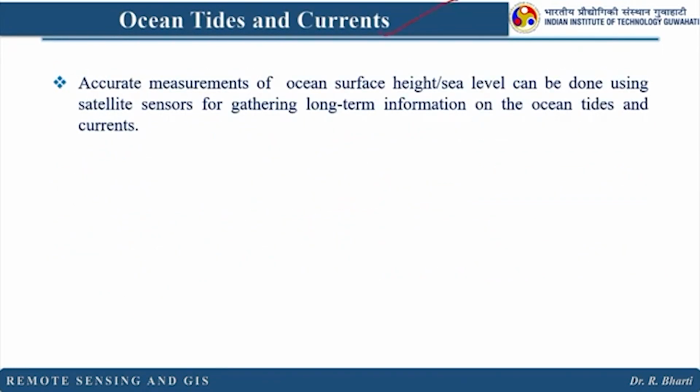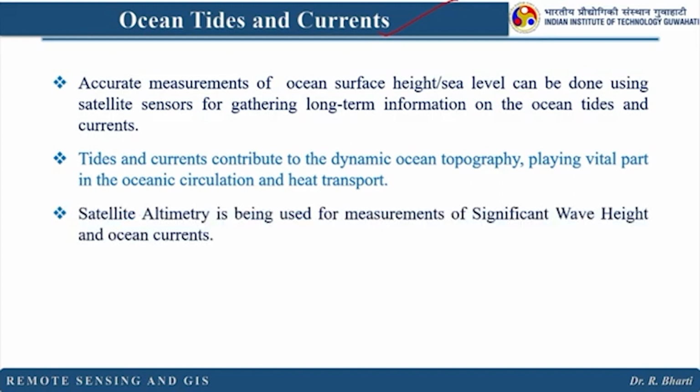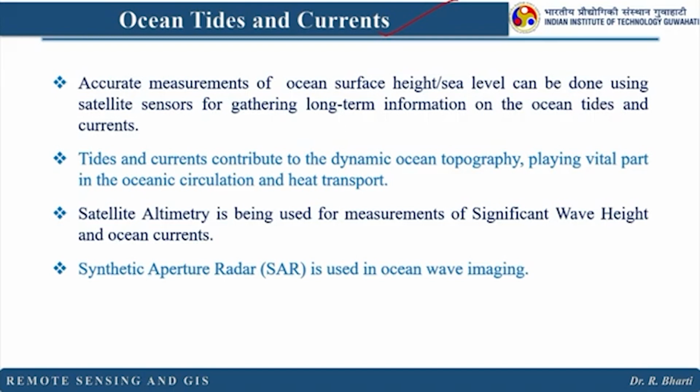Now we are talking about ocean tides and current. Accurate measurement of ocean surface height or sea level can be done using satellite sensors for gathering long term information on the ocean tides and currents, right. Tides and currents contribute to the dynamics of ocean topography, playing a vital role in the oceanic circulation and heat transport, where satellite remote sensing can give you a clear-cut picture. Satellite altimetry is being used for measurement of significant wave height and ocean currents. Particularly, synthetic aperture radar images are used in ocean wave imaging.